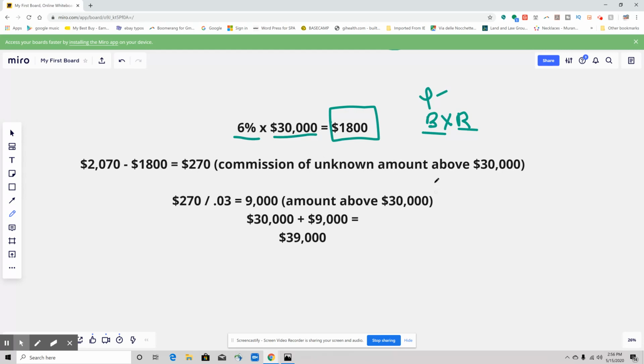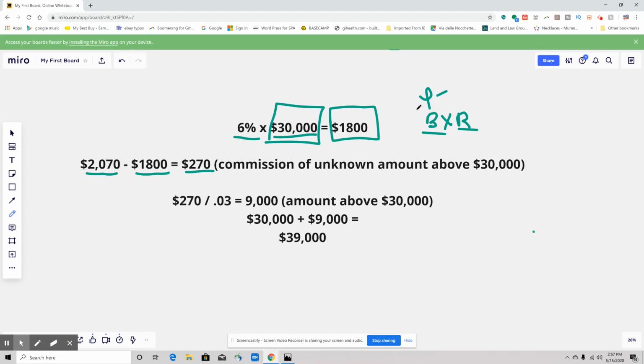Now, what happens is this, and we know that that's representative of the first 30,000. So first 30,000, we know the sales price is above 30,000, and also if you looked at the answers, you would see that all the answers are above 30,000. So the first 30,000 is out of the way because we know that 1,800. So let's isolate the unknown. We're going to take the gross commission and subtract what we already know, the 1,800, which is representative of the 30,000, and that leaves us with $270. Okay, of what we don't know.